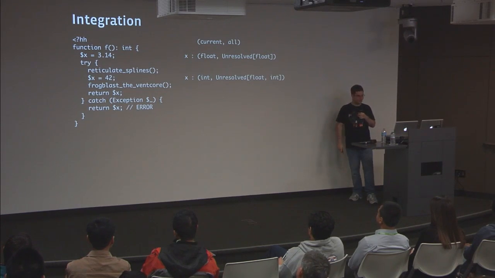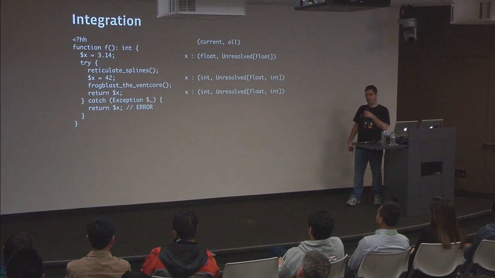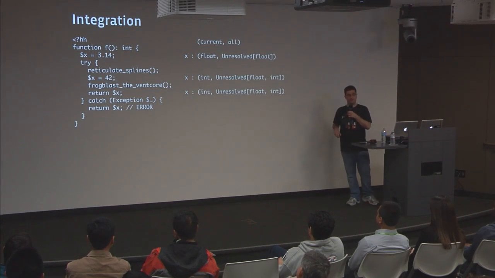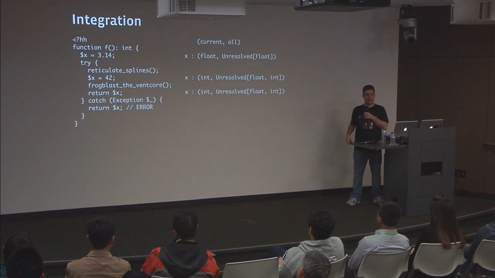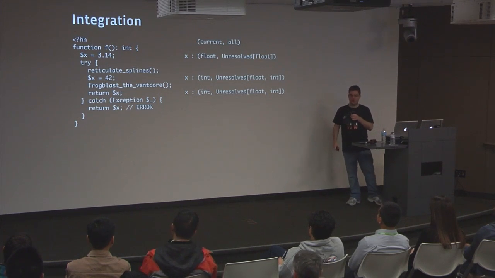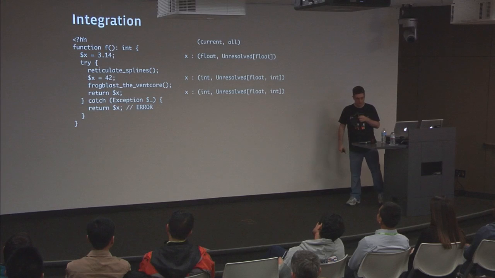Then we're going to frog blast the event core, go to this return x. The current type of x, the type on the left, is still int. That's the one that matters here. Int is compatible with int, and this line of code will not be a type error. But the next one will be.